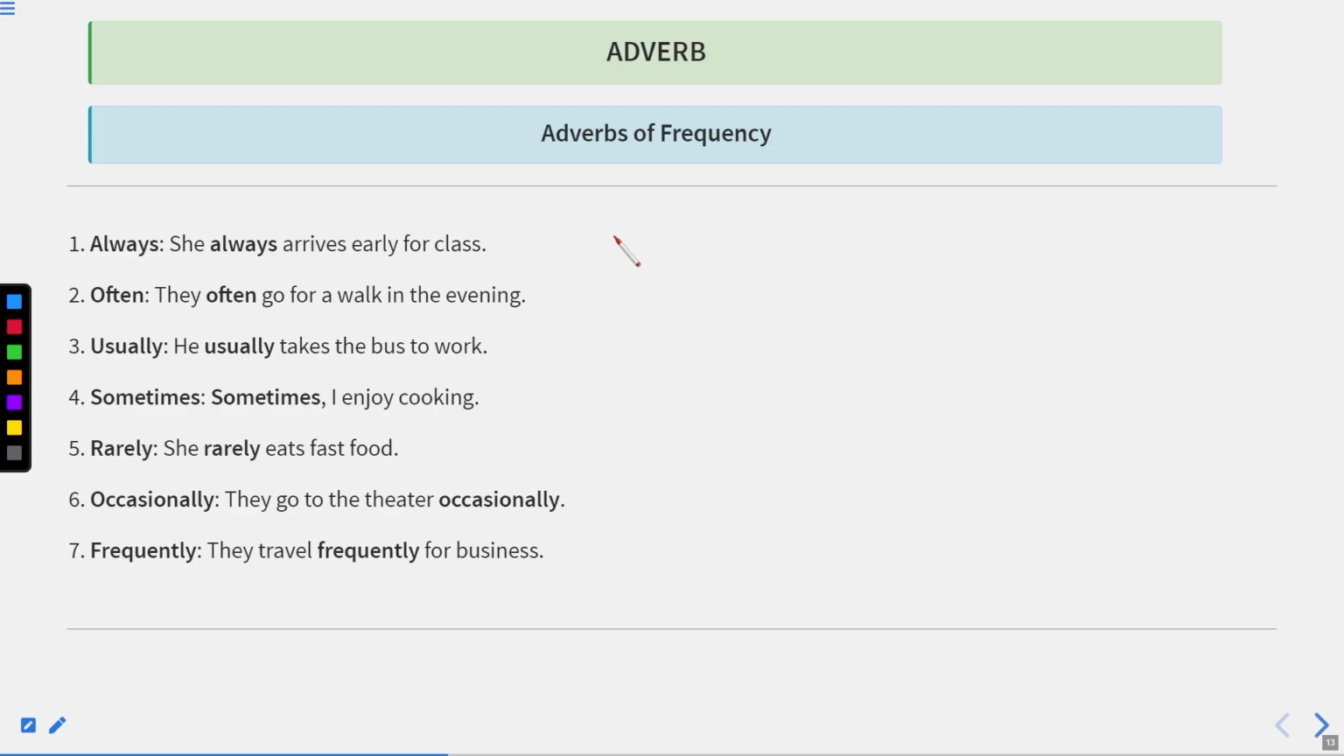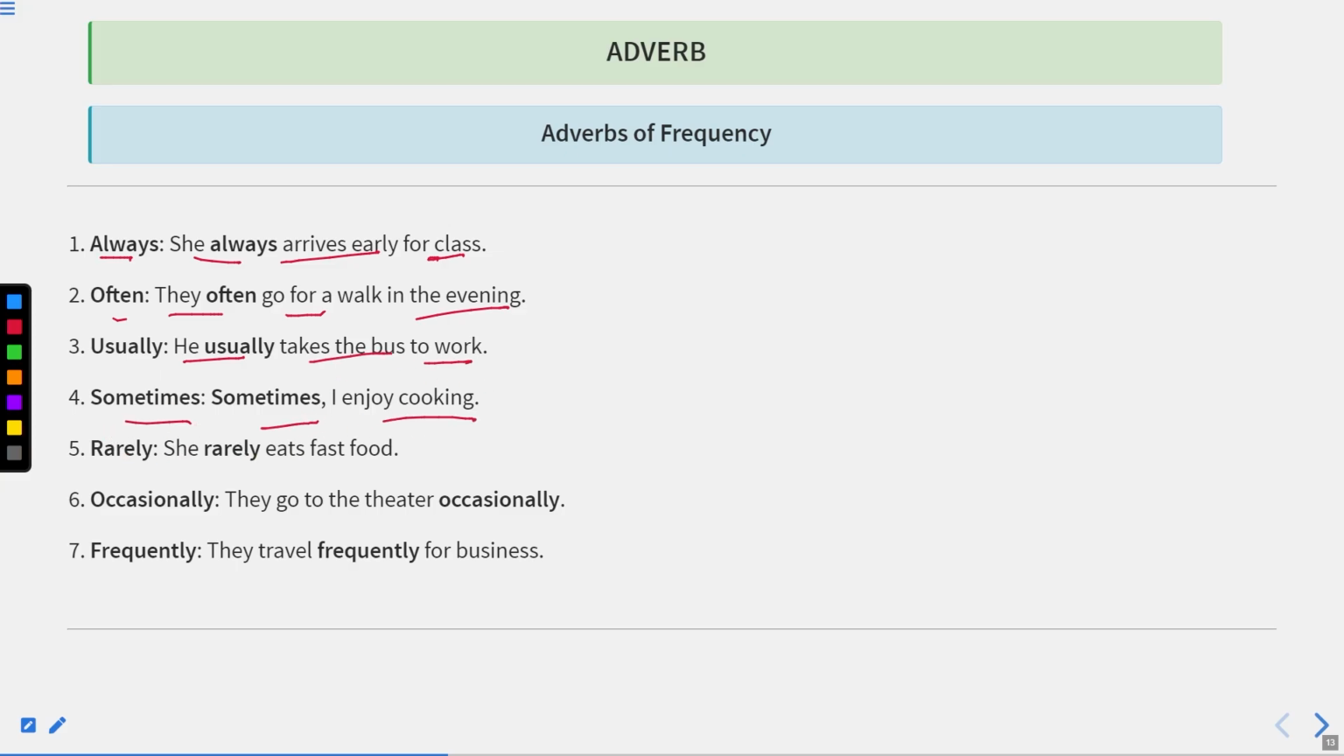Now let us see some more adverbs of frequency. Always, she always arrives early for the class. So always shows the frequency. Often, they often go for a walk in the evening. Usually, he usually takes the bus to work.